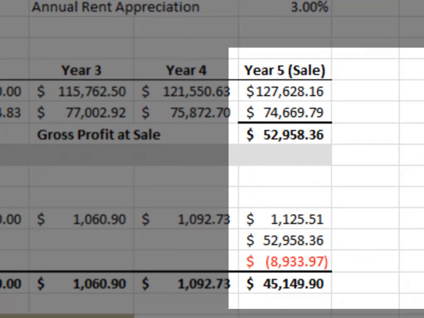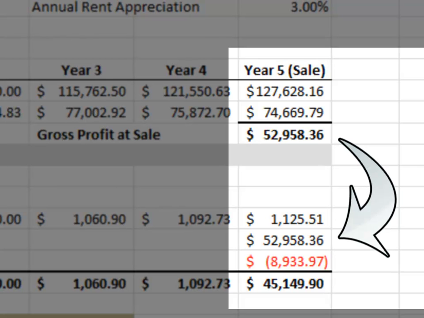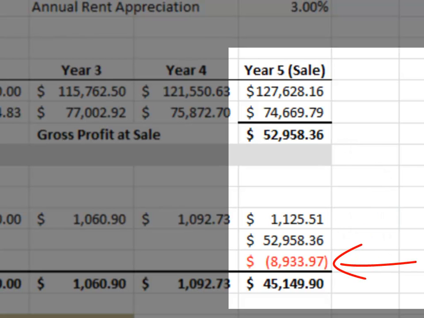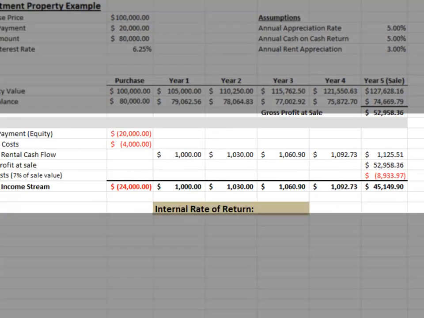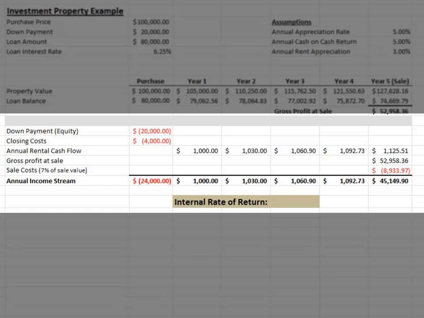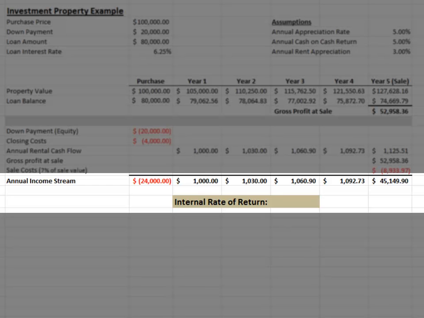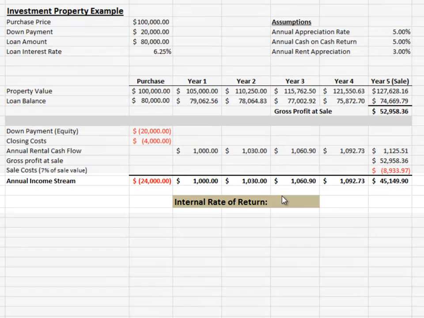When we dispose of our investment property, we'll gain our gross sale profit of approximately $53,000. We also have costs associated with the sale, which need to be included in our income stream. In this example, we expect to pay a real estate agent 6% of the sales price as a sales commission for helping us sell it, and are assuming 1% in seller closing costs for a total of $8,900. As we summarize the columns, our annual income stream is revealed, and we can use Excel to calculate the internal rate of return on this investment.